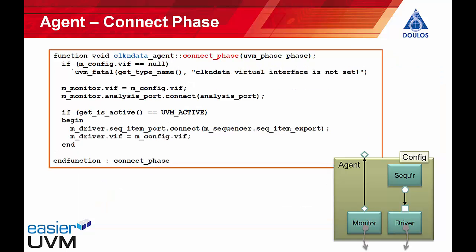We now step on to the connect phase method of that same agent. The connect phase is making use of the virtual interface. First of all, we've got some defensive programming to check that that virtual interface was actually properly set within the configuration object. And assuming it was set, we're assigning the virtual interface variables within the monitor and driver components to refer to the SystemVerilog interface. So we're copying the virtual interface from the configuration object into our monitor and driver components.